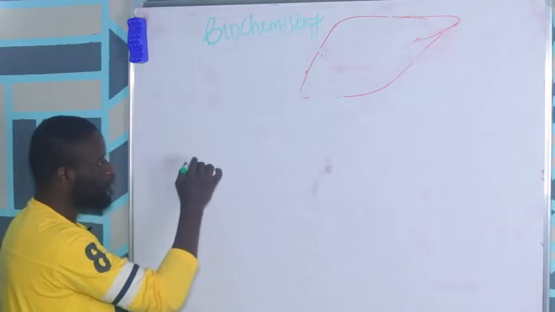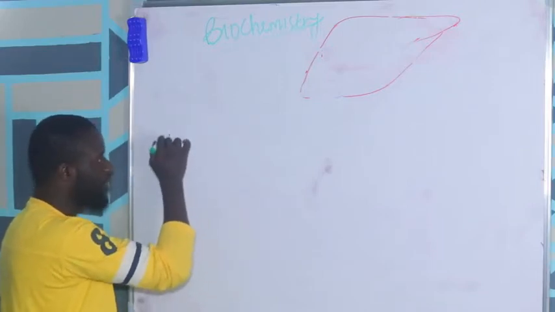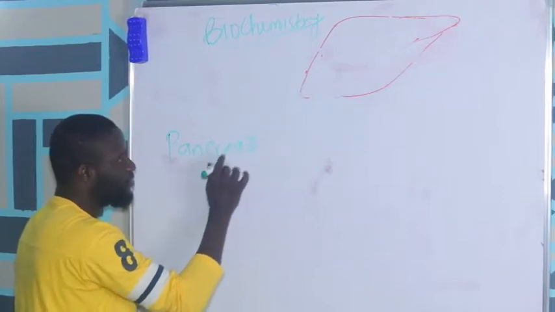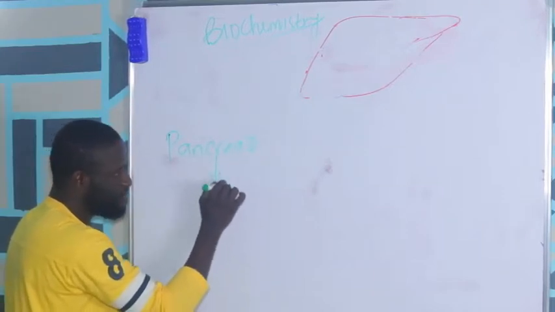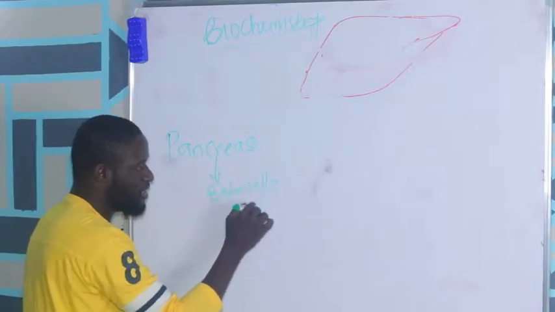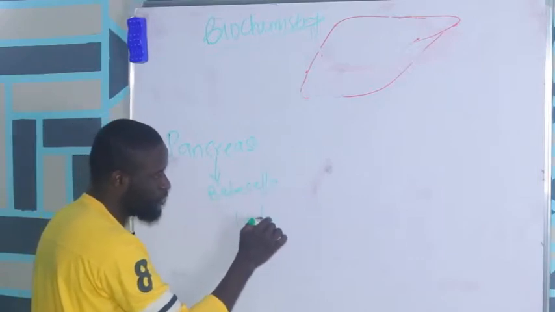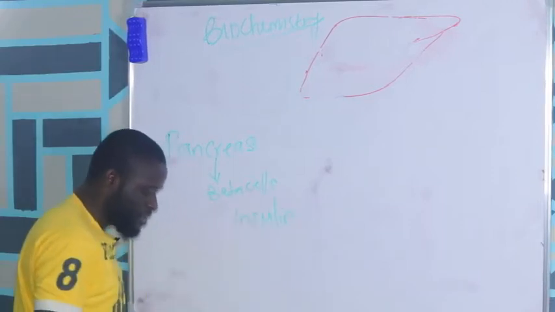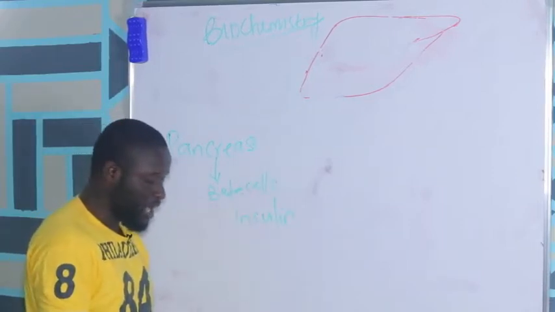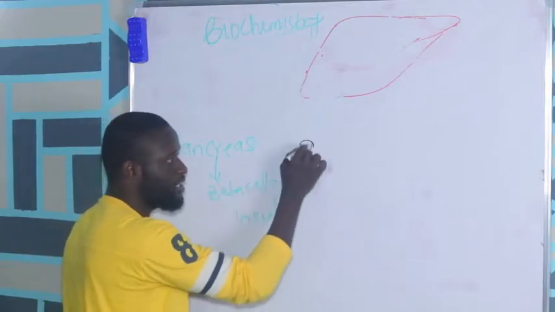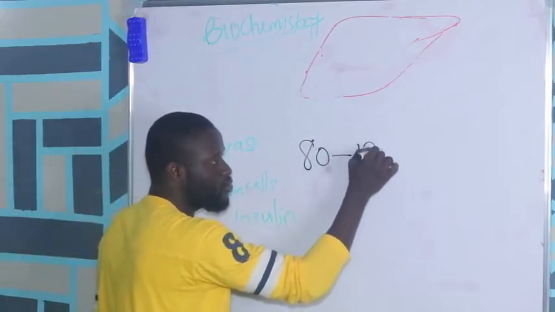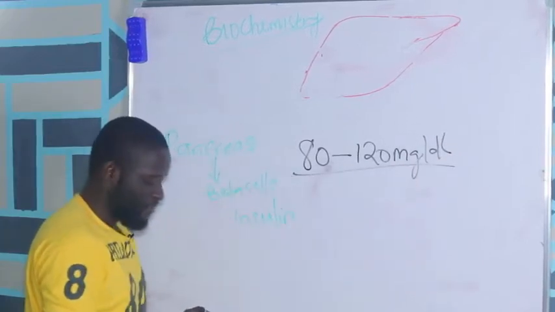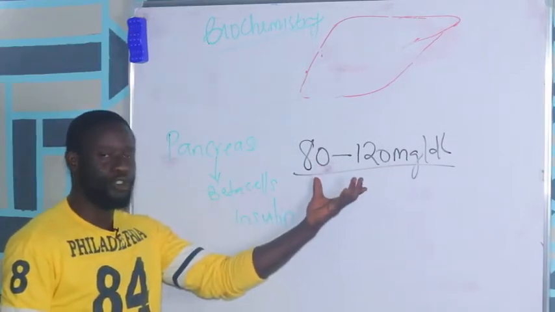So I told you that beta cells that are found in the pancreas produce insulin, which is able to reduce the blood sugar. And do not forget, I told you that normal blood sugar is between 80 to 120 milligram per dL. This is the standard, the normal blood sugar in the body.